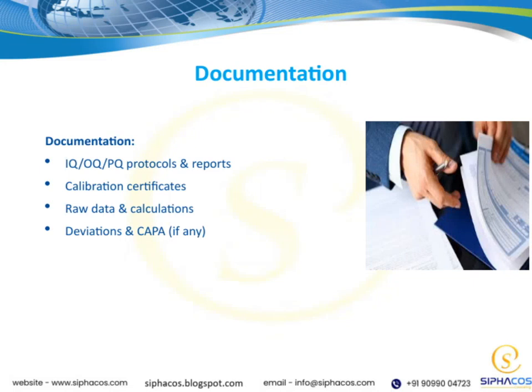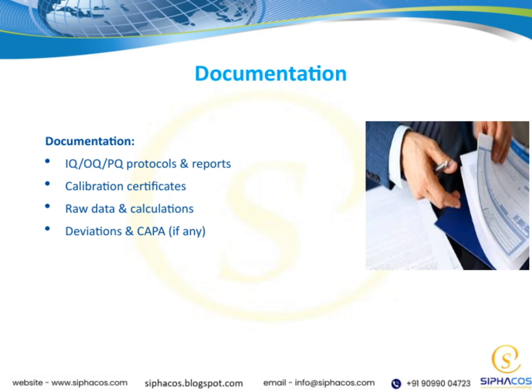Let's talk about documentation, which is a crucial part of our process. First, we have IQ, OQ, and PQ protocols and reports. These stand for installation qualification, operational qualification, and performance qualification. They help ensure that equipment and systems are installed correctly, functioning properly, and performing as intended. It's important to have detailed protocols and reports for each stage. Next, calibration certificates are essential to prove that our instruments and equipment are calibrated accurately and regularly. This maintains the integrity of our data and processes.